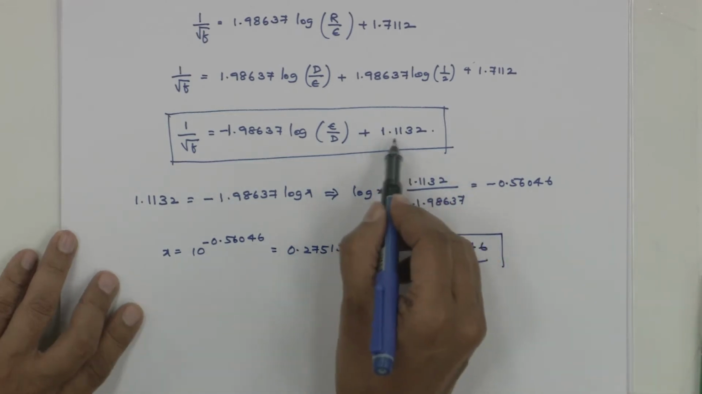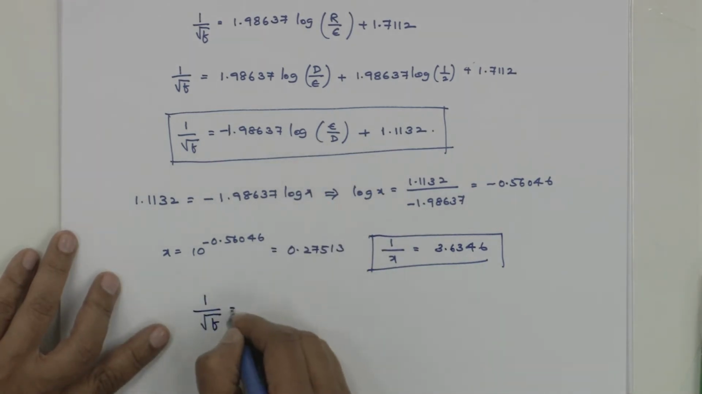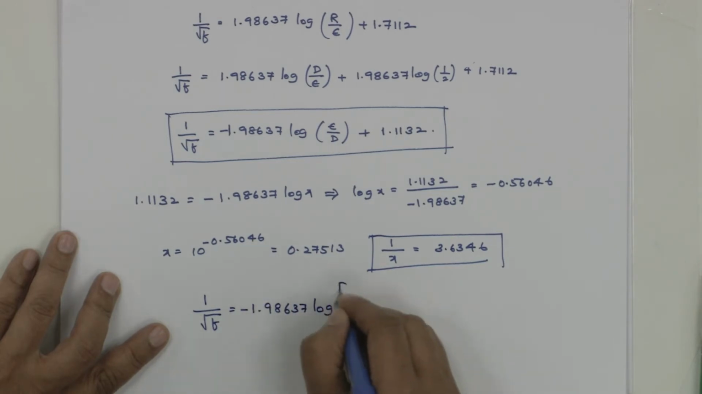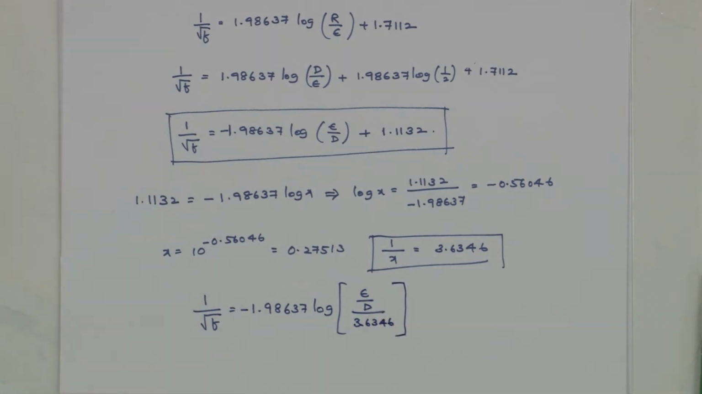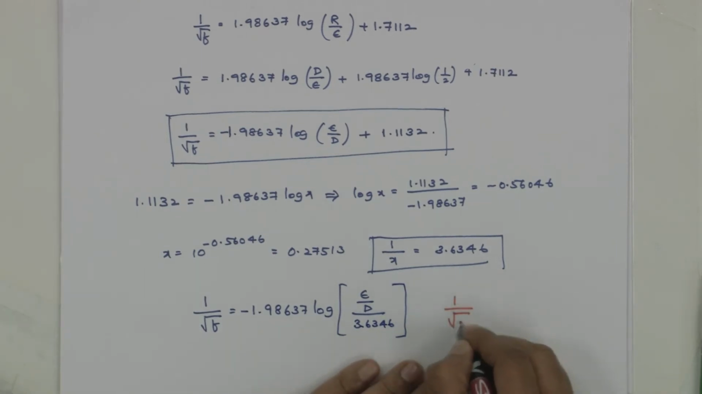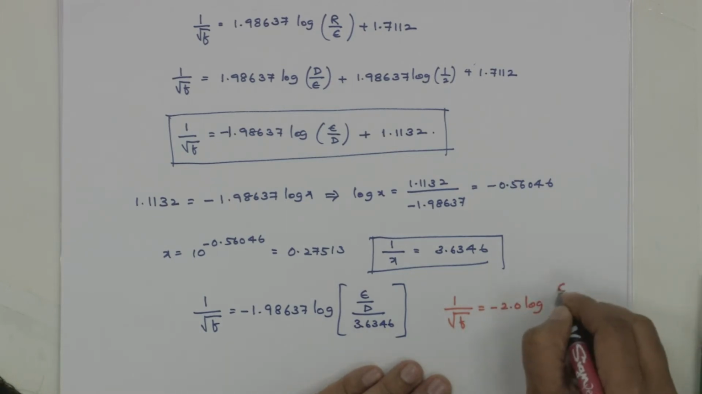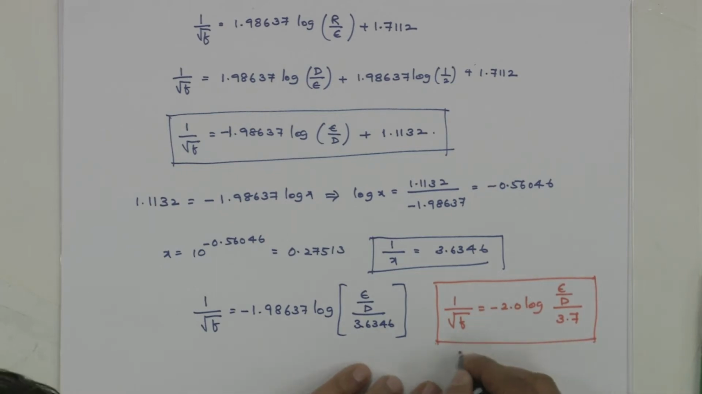Because I wanted to subsume this 1.1132 into this epsilon by D. So I get 1 by root f equal to minus 1.98637 log of epsilon by D upon 3.6346. So again, Prandtl compared this and found that you can fine tune this constant: 1 by root f equal to minus 2 log of epsilon by D upon 3.7. You see here, it was not Prandtl, sorry, this is von Karman's relation.